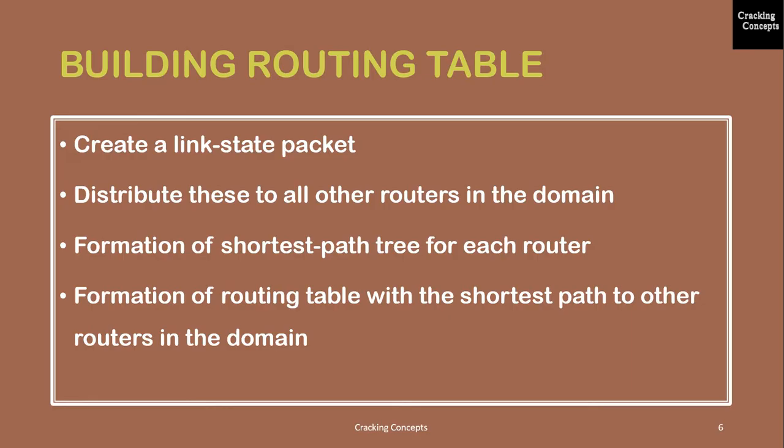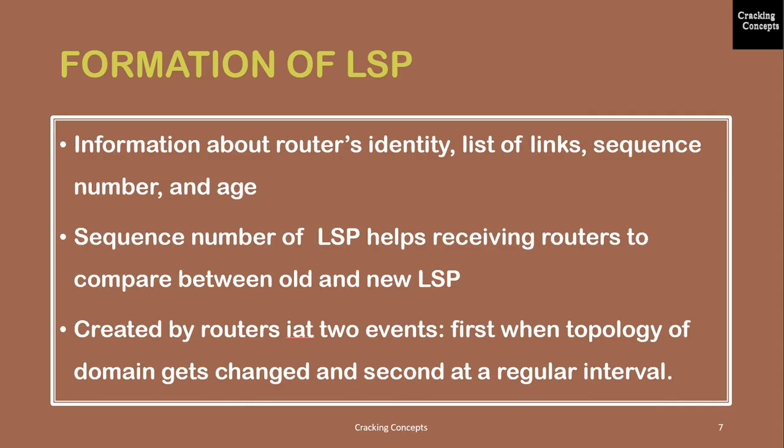Then they form the shortest path tree for each router, and finally the routing table with the shortest path to other routers in the domain. Now let us look into each of these points in detail.